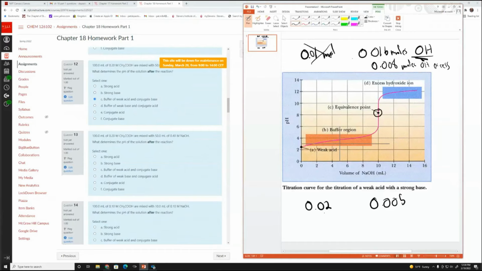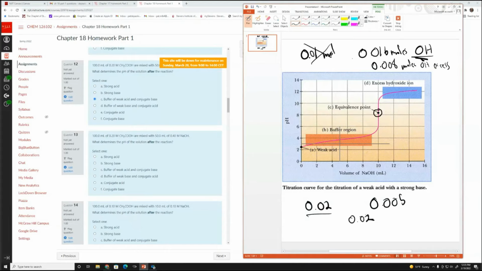Number 13, very similar. We have the same amount of acetic acid, 0.02, mixed with now more NaOH. And this is going to be the same amount of NaOH, so 0.02 moles of NaOH. If you do 0.05 times 0.4, that's 0.02.